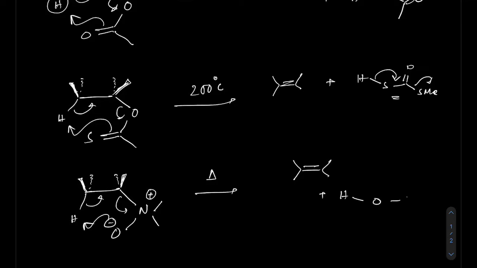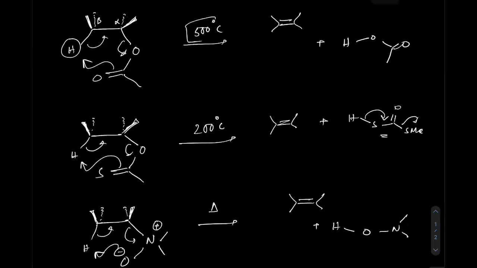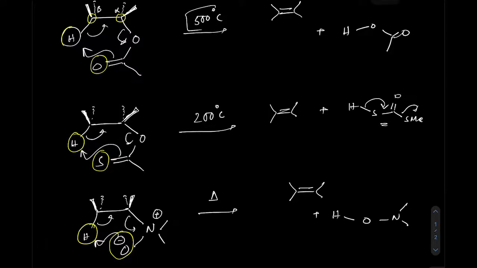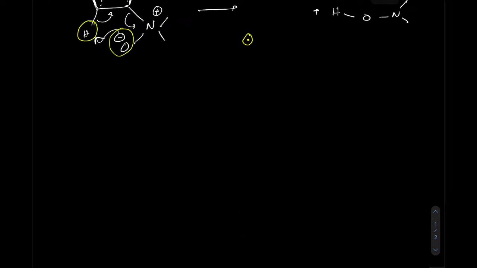In each and every case of pyrolysis, we have seen that the participating atoms, like this hydrogen, oxygen, sulfur, hydrogen, taking part in this reaction are coplanar with each other. You can say they are cis or in plane. So the conclusion is, to undergo this type of pyrolysis reaction, the involved atoms must be in a coplanar arrangement. So what happens in the case of a cyclohexane ring?